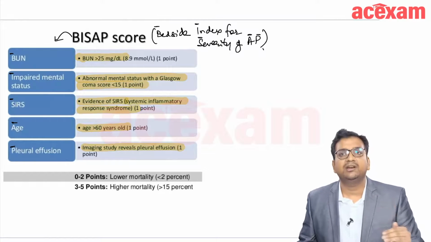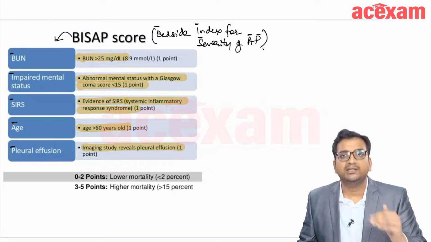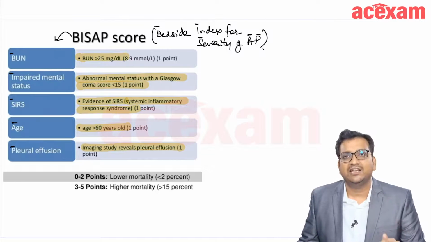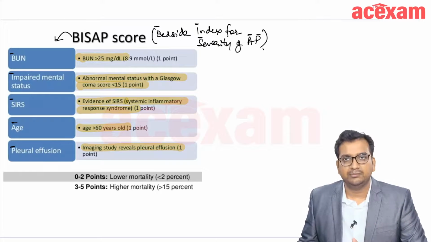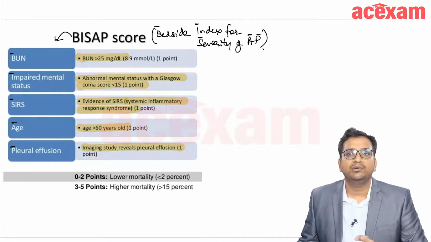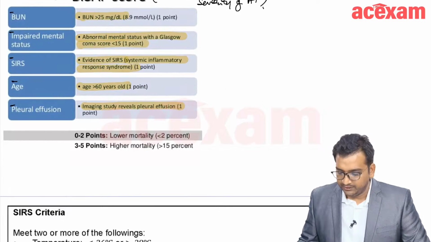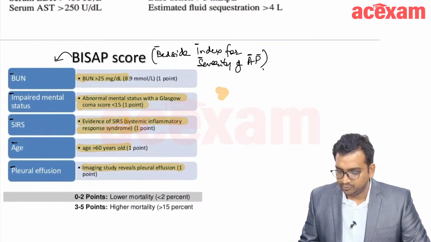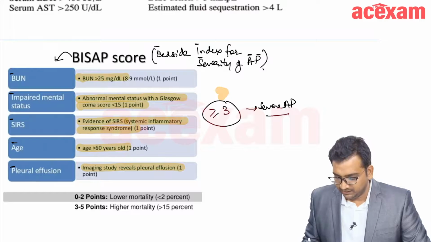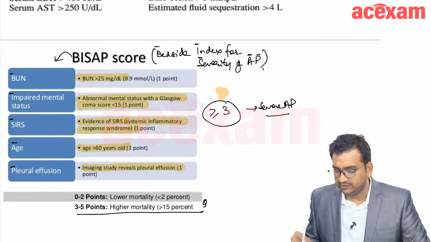Okay, if there is blood urea nitrogen more than 25, if there is impaired mental status or a GCS of less than 15, if there is SIRS based on the criteria of systemic inflammatory response syndrome, if there is age more than 60 years, and if there is pleural effusion. Okay, now if the BISAP score is more than or equal to 3, this indicates severe acute pancreatitis. Okay, so with a higher mortality of more than 15%.